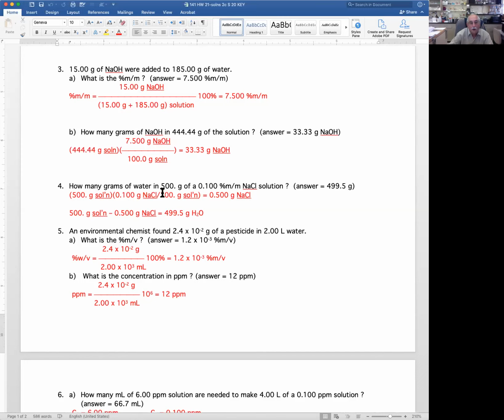So how many grams of water in 500 grams of a 0.1 percent mass per mass solution? So I have 500 grams of what? The solution. So I need to get rid of grams of solution and keep grams of hydroxide, so that's 0.5 grams. So if there's 0.5 grams of the solute in 500 grams, how many grams of water did you have to add? Well, it's simply a subtraction, right?